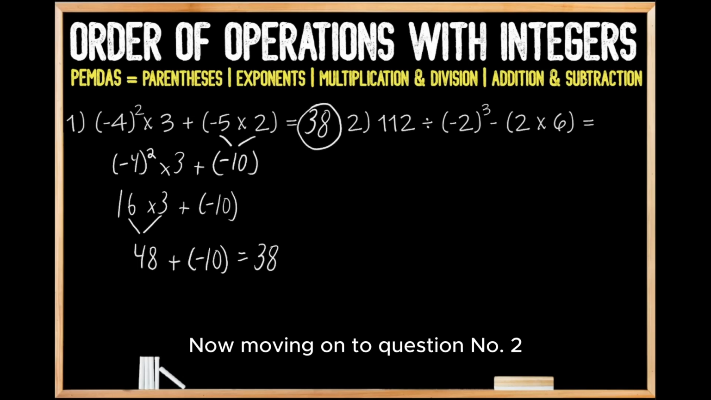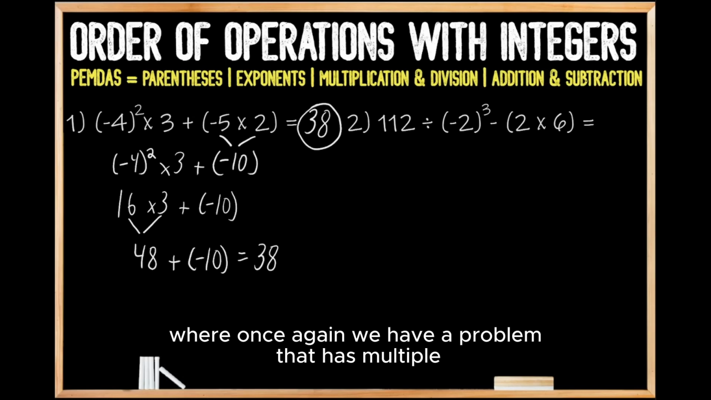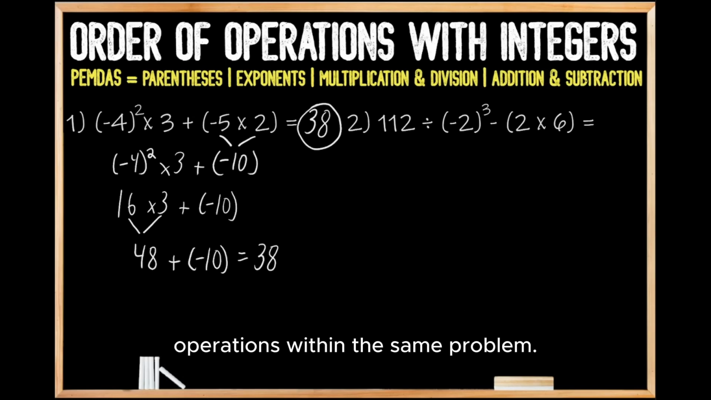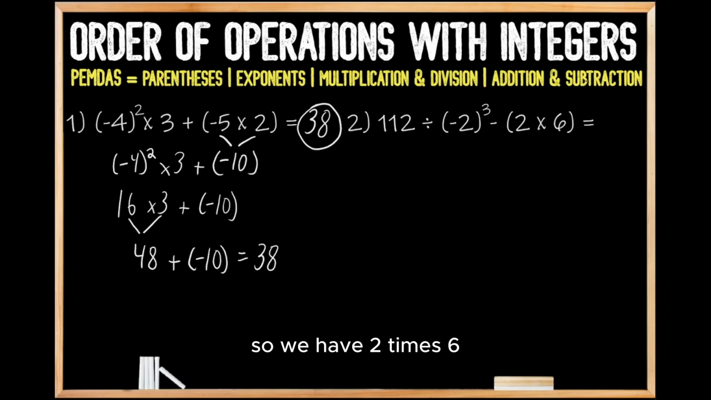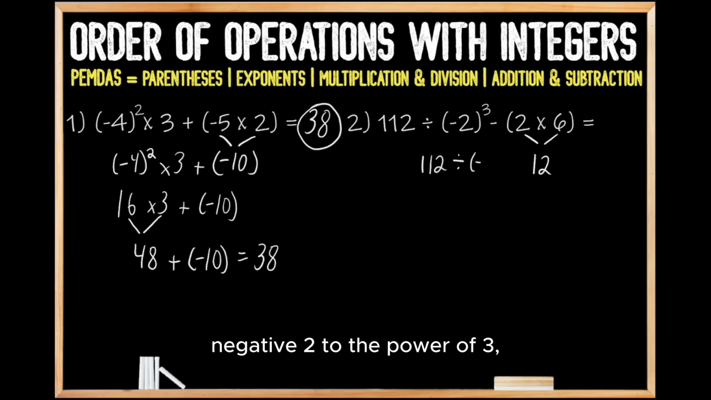Now moving on to question number 2, where once again we have a problem that has multiple operations within the same problem. So remembering our first priority is to solve within parentheses. So we have 2 times 6, which we know gives us 12. So we'll write that, and then we're going to bring down the rest of this problem. So we have 112 being divided by -2 to the power of 3, and then subtract 12.